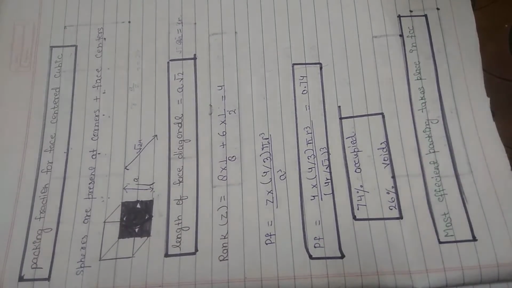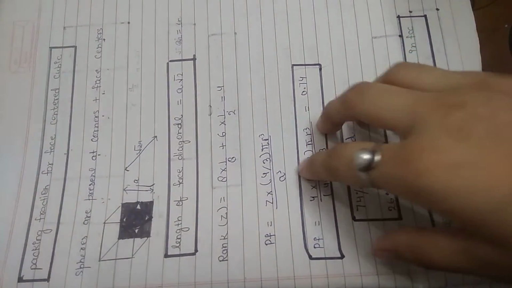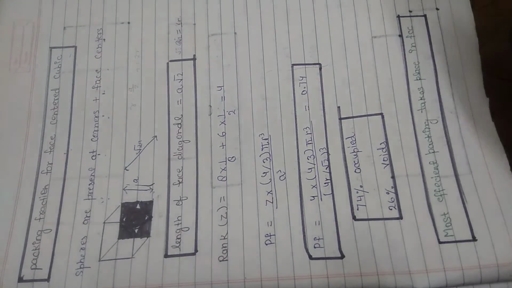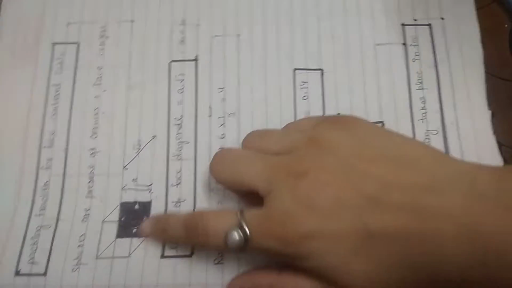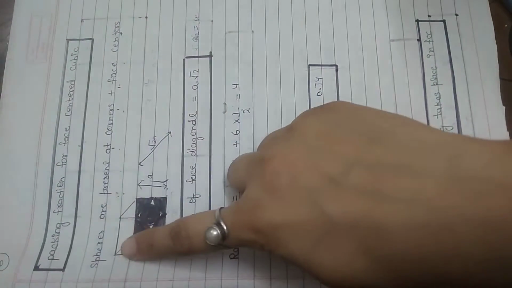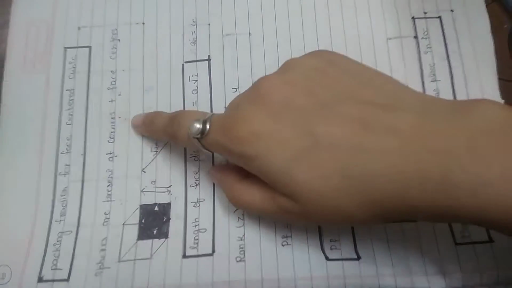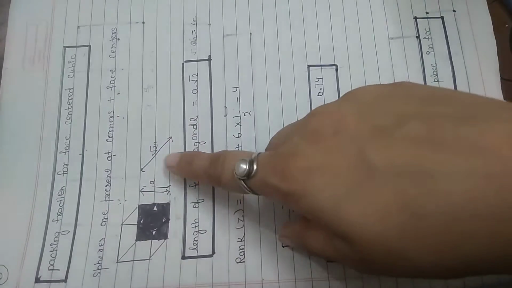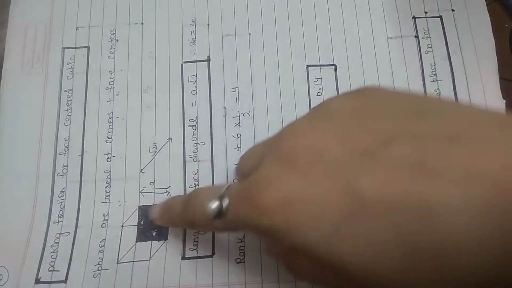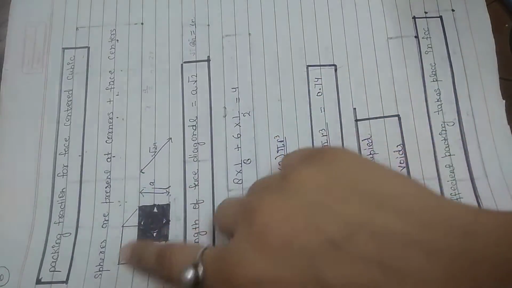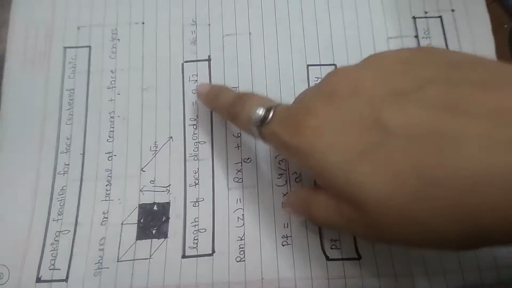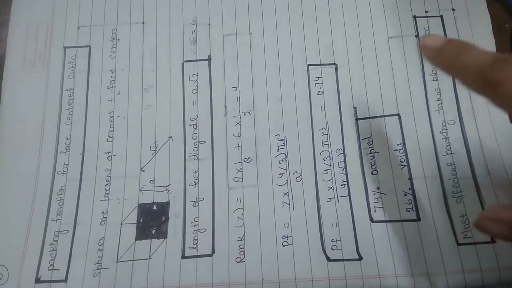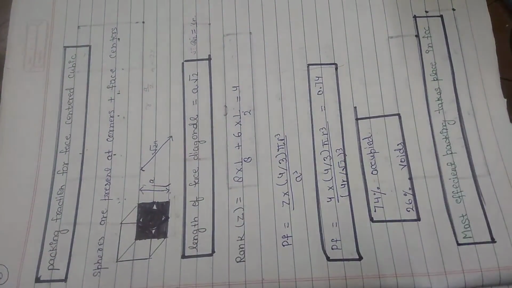Packing fraction formula for face centered cubic. If we talk about the packing fraction formula for face centered cubic, the spheres are present at the corners plus the face centers. We can consider one side is a, and another side is a. The face diagonal is under root 2a, and the body diagonal is under root 3a. We learned this recently.